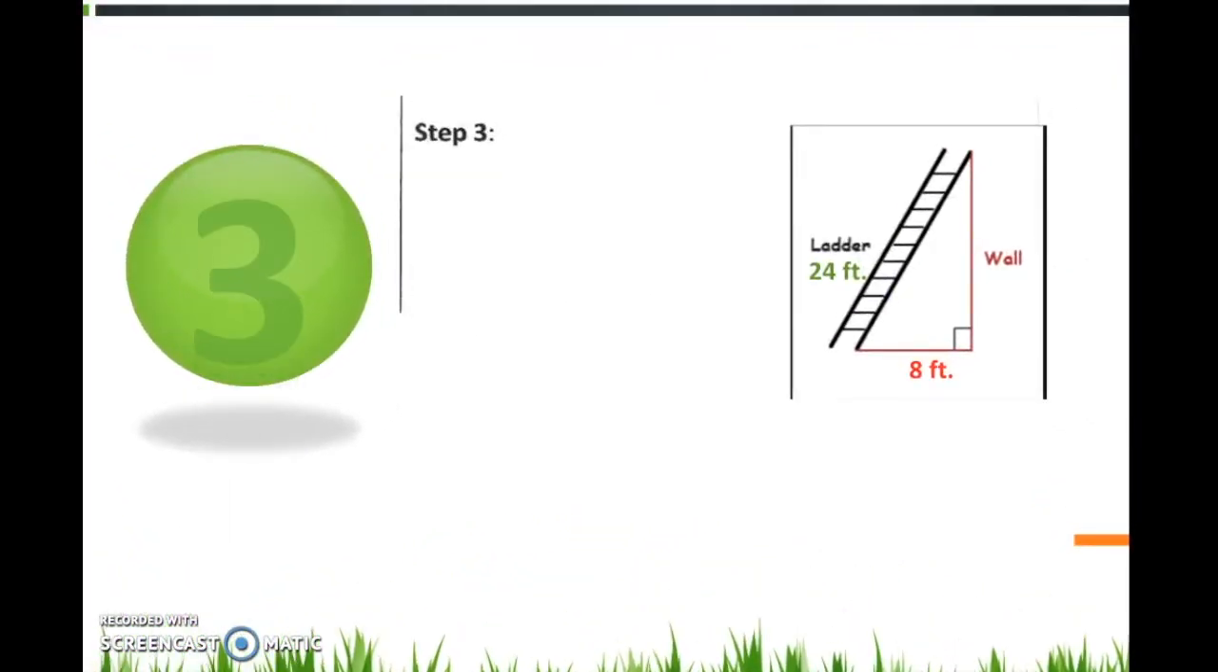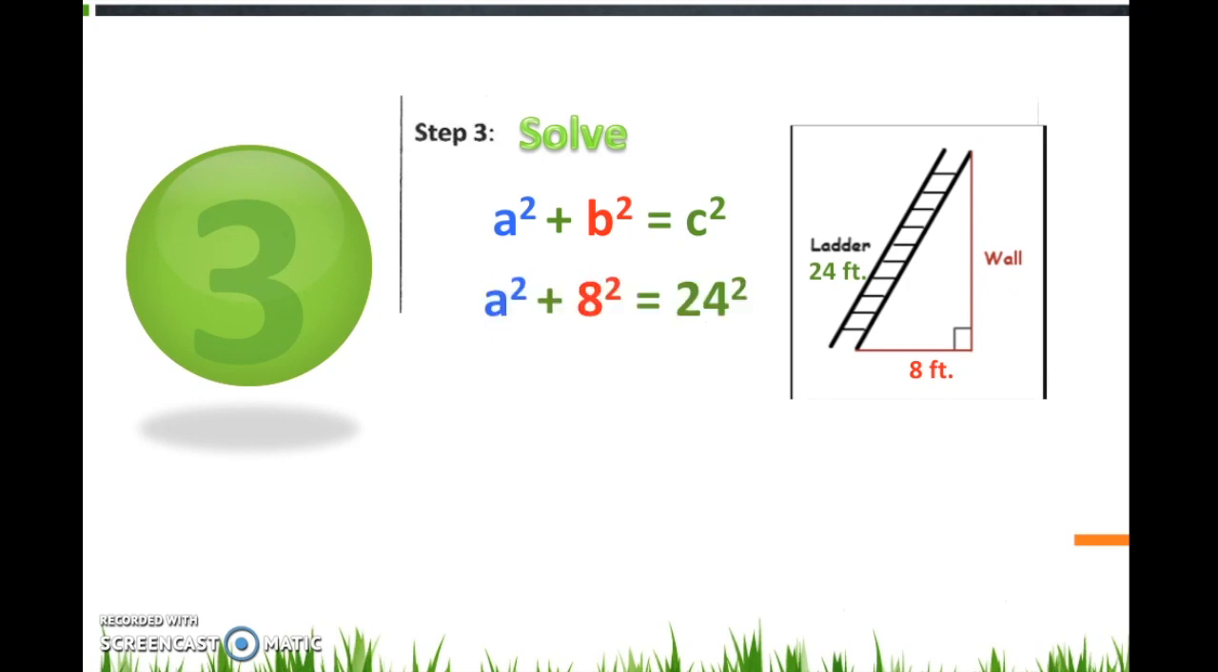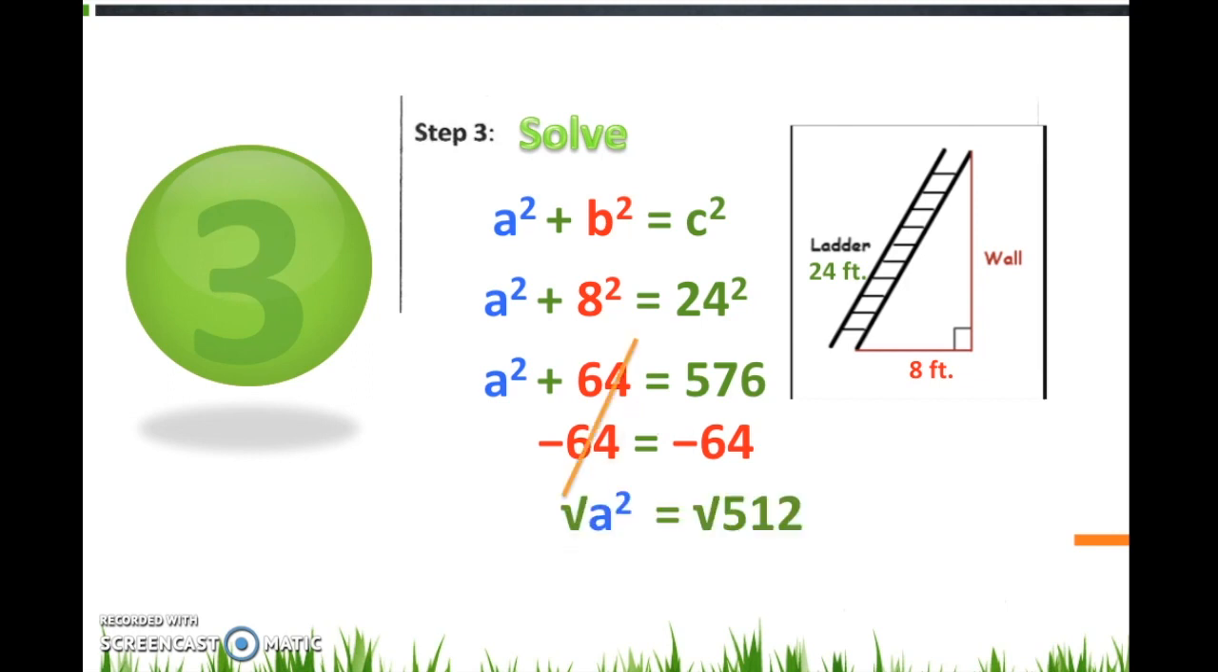Step 3, we're going to solve. Using the information given, we're going to plug it into our formula. A squared plus b squared equals c squared. So we have a squared plus 8 squared equal 24 squared. 8 squared is 64. 24 squared is 576. We're going to do the inverse operation. Subtract 64 on both sides, leaving us with a squared is equal to 512.